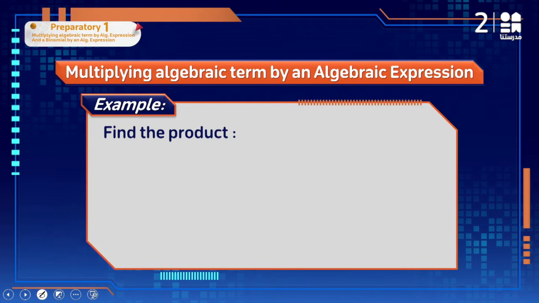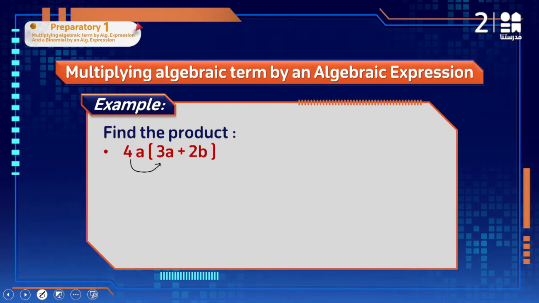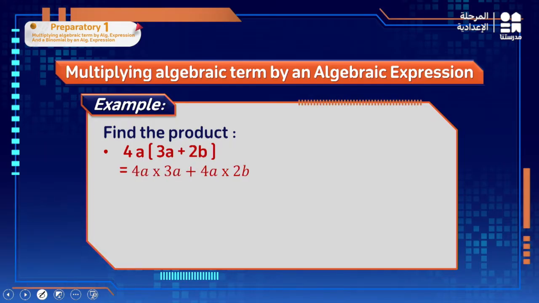For example, find the product of 4a, then brackets, 3a plus 2b. We are going to distribute this 4a times 3a, then 4a times 2b. And keep in mind, we are going to add the exponents for the same variables. So, equals 4a times 3a plus 4a times 2b.